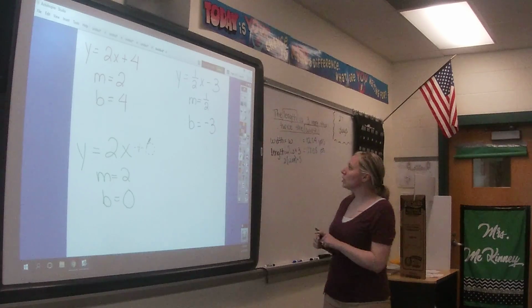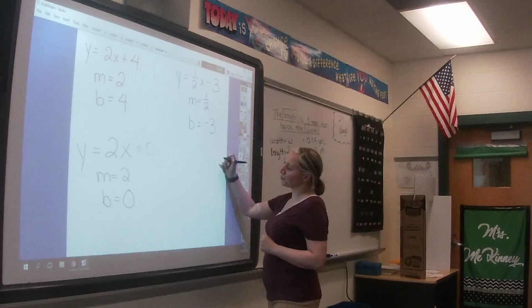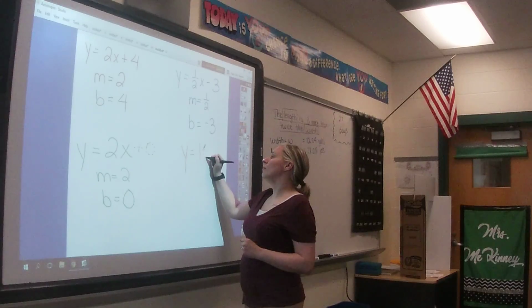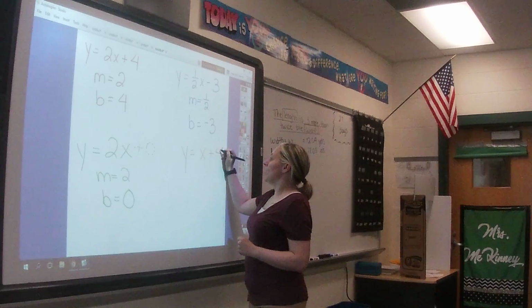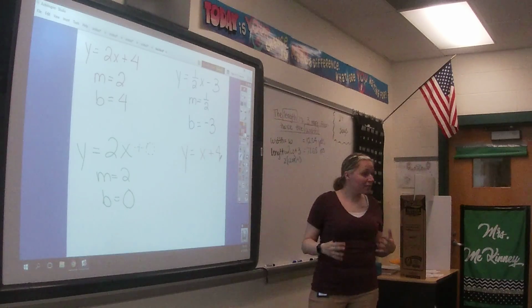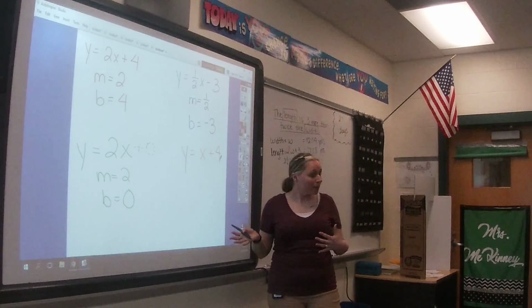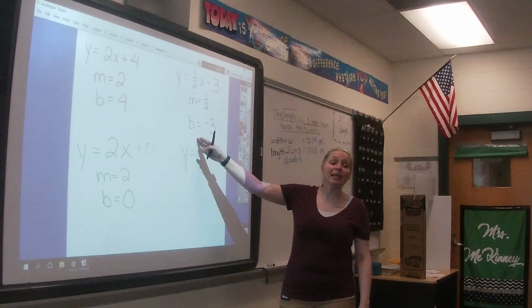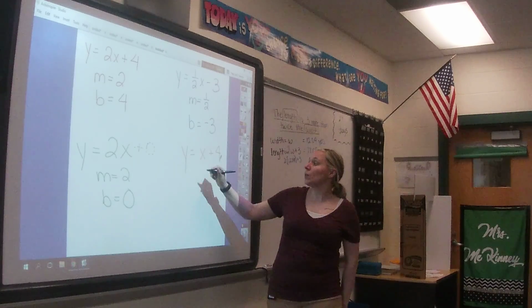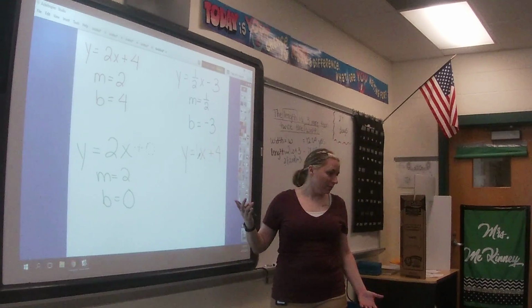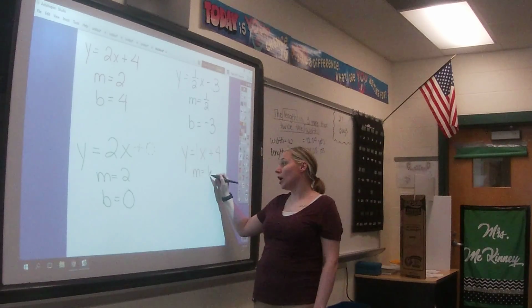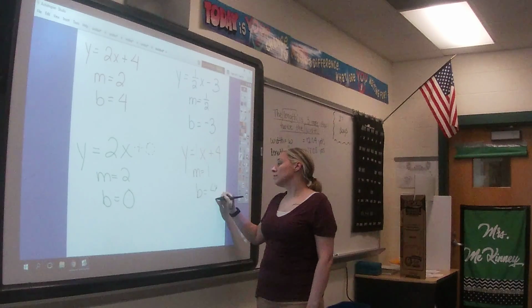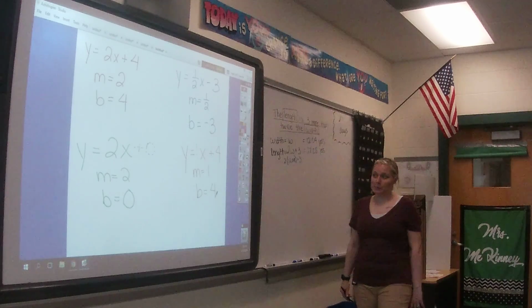Very similar, maybe we would see it like this: y equals x plus 4. We don't see a value sitting in front of the x, but we know that the value sitting there is 1. That's the same idea that's happening over here. This would be an m equals 1 and a b equals 4.